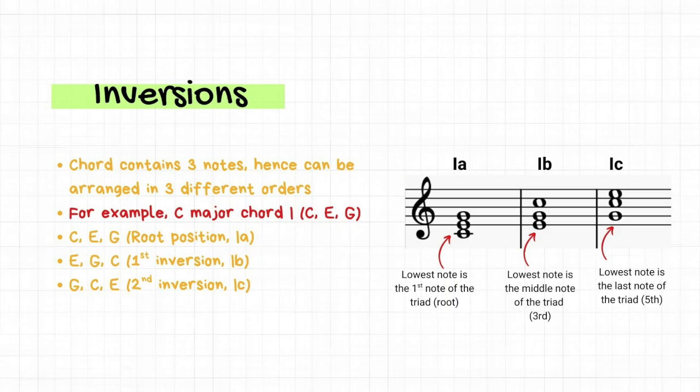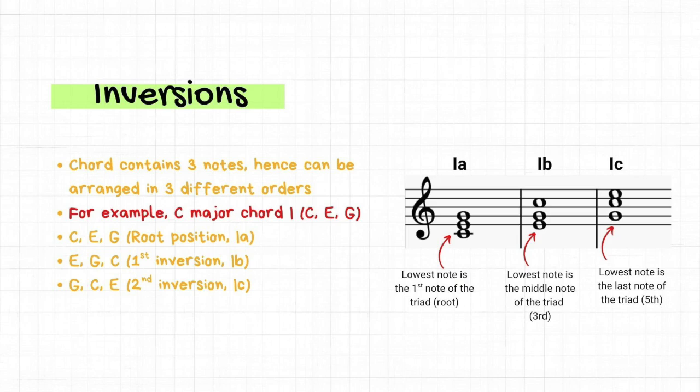Now that we know the chords, let's learn about the inversions. A chord contains 3 notes, hence it can be arranged in 3 different orders. For example, in C major, tonic chord C E G. If the lowest note is the first note of the triad, which is the root, the inversion will be an A, so we'll call it 1A. As for the next one, E, G, C, the lowest note is the middle note of the triad, which is a third. The inversion will be 1B.